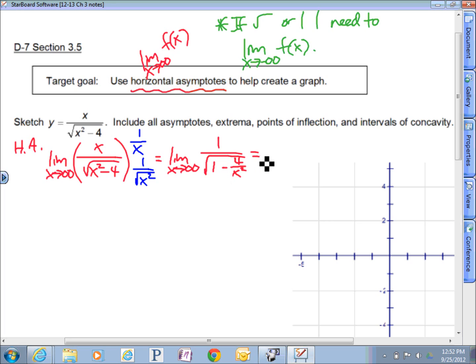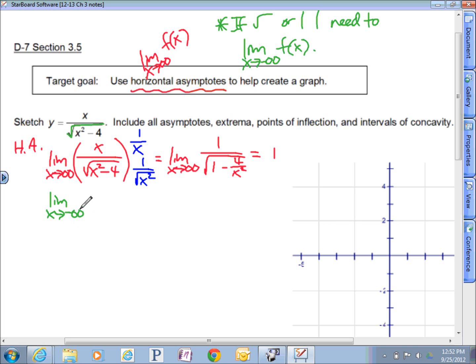So what do I find out? That limit is going to end up being a 1 on the top and a 1 on the bottom. So what did I just find? I just found a horizontal asymptote at y equals 1. Now, because we have a square root in the problem, we're also going to have to include the limit as x approaches negative infinity.